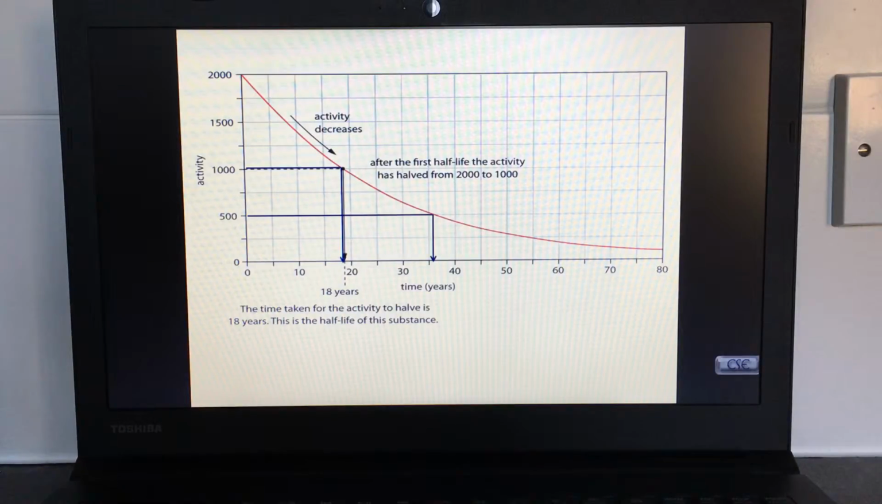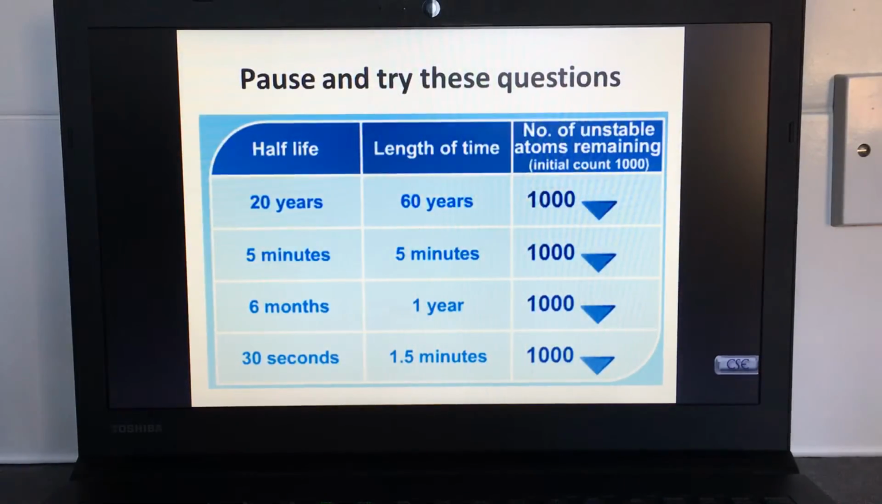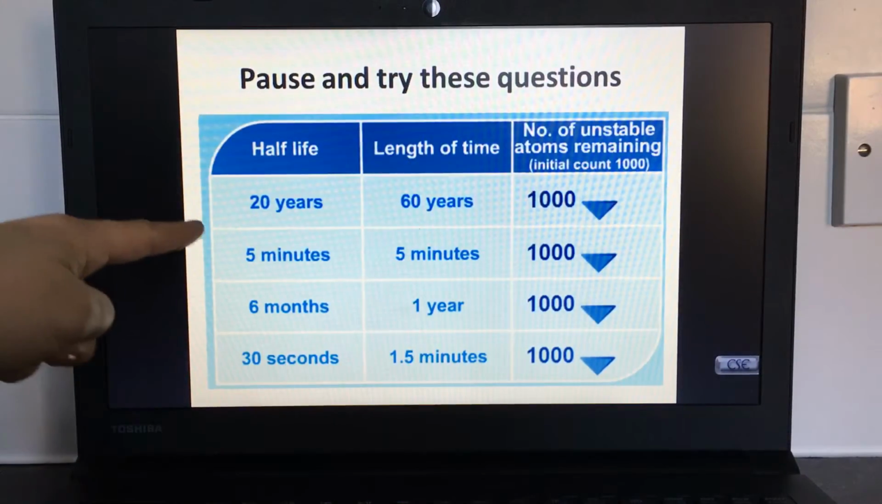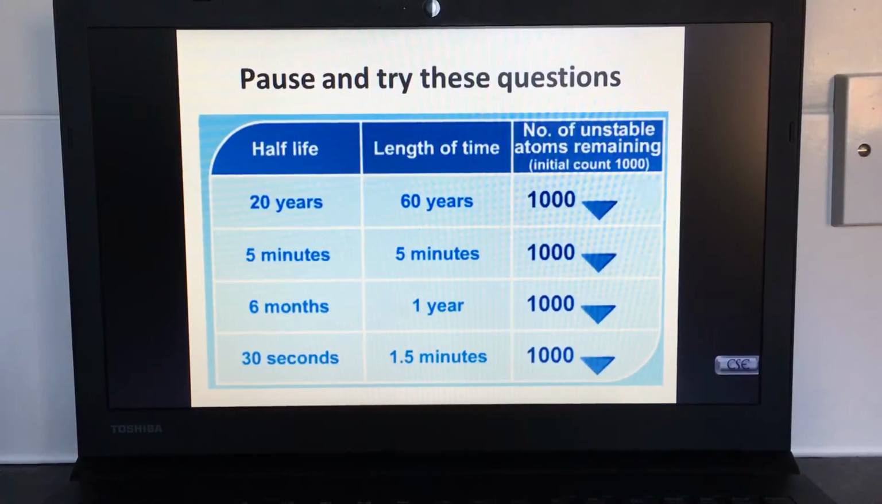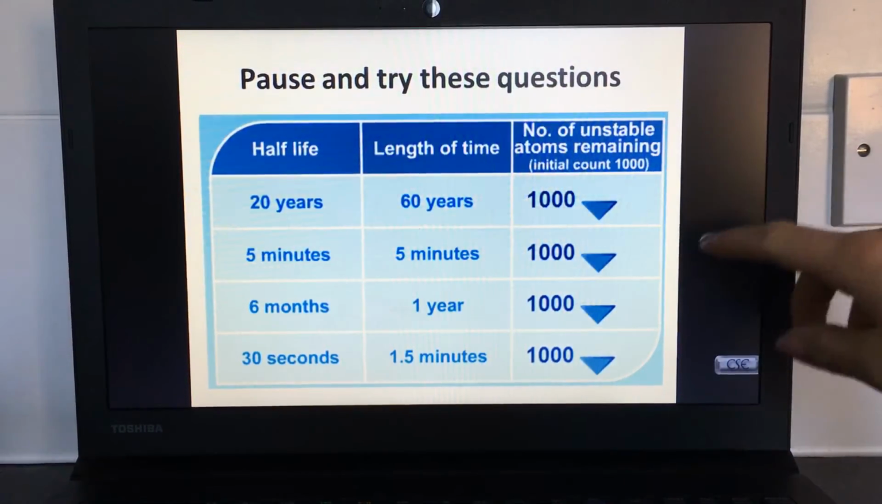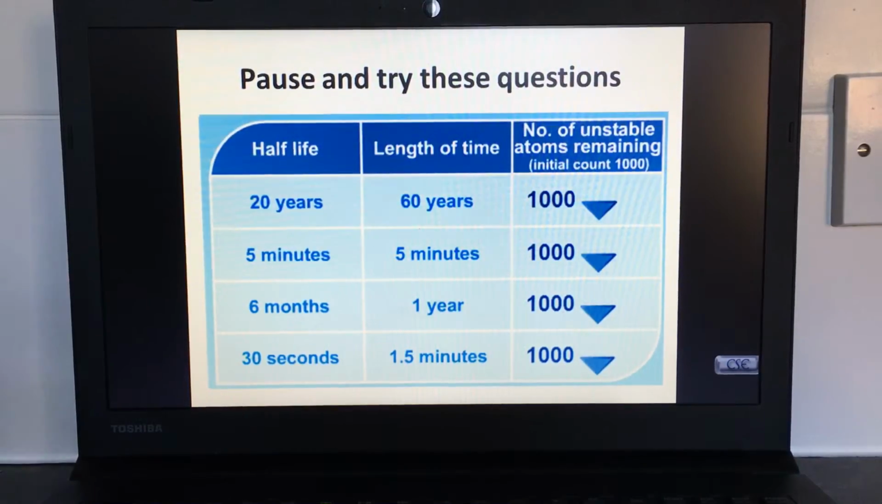Other ones will actually get you to work out from information. So for example, if you have a look here, you can pause this and try it, but I'll just explain the first one. If the half-life of this isotope is 20 years and 60 years has passed, it wants you to work out how much would be remaining. If you had a 1,000 count rate to start with, 20 years plus 20 years is 40 years. So after that time, half of this is going to be remaining, so that would be 500. Another 20 years, which would then bring you up to 60 years, means you'd have half of that, so it would be 250.